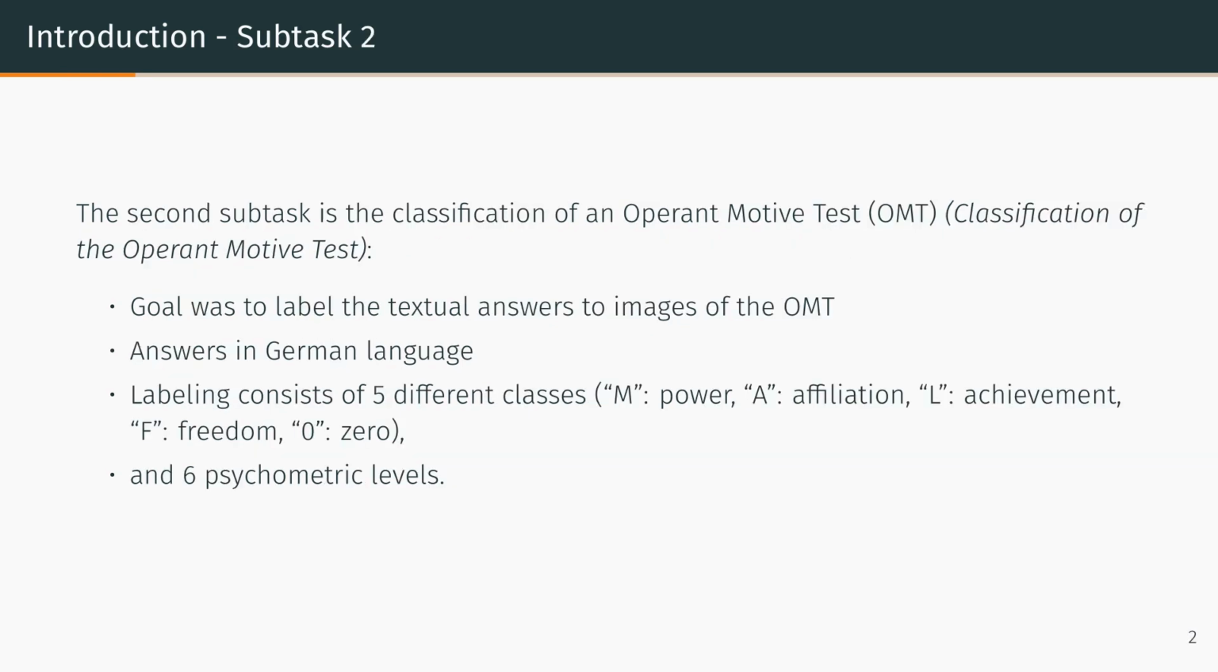So for the second subtask, the classification of an operant motive test was evaluated. The goal was to label the textual answers to images on the level of a psychologist. The answers are mainly in German language, and the model should be able to classify between 5 different motives and 6 levels.